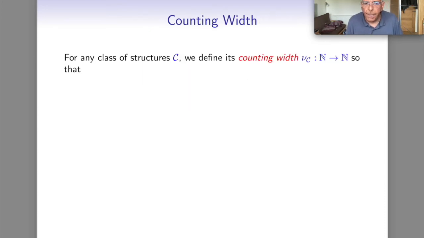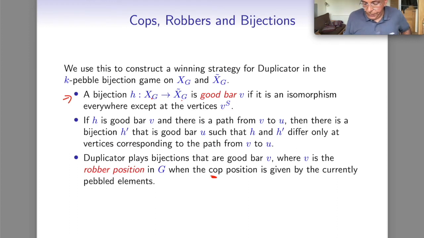Okay. So this essentially is the essential idea of the proof that xg and x tilde g cannot be distinguished in the K-pebble bijection game if the underlying graph G, robber has a winning strategy against K cops.